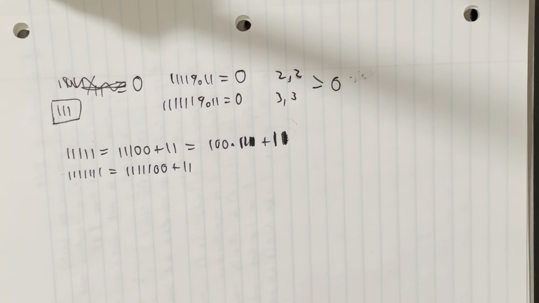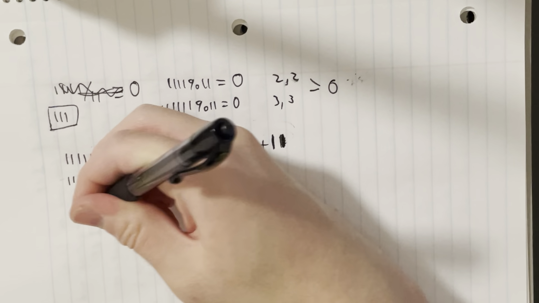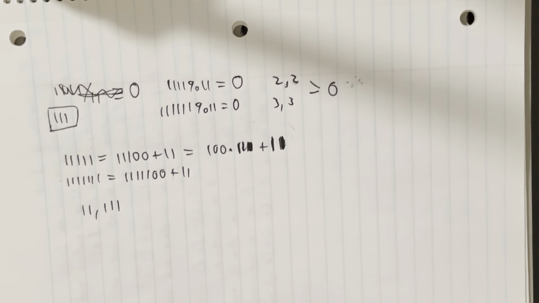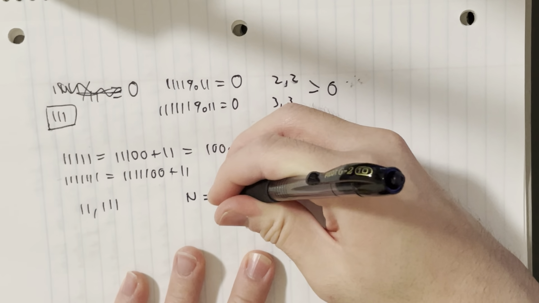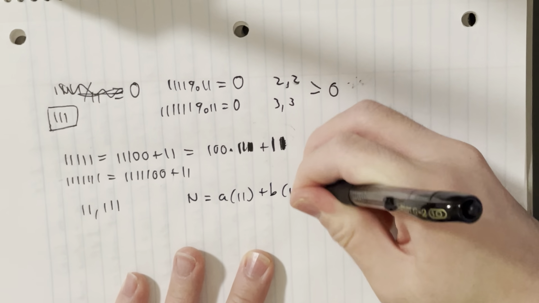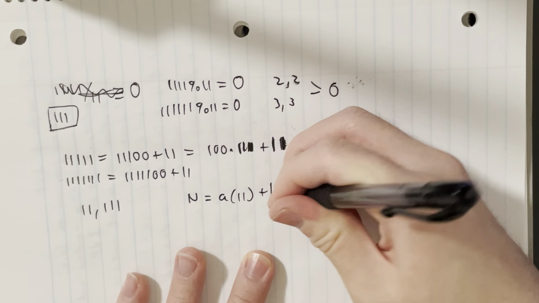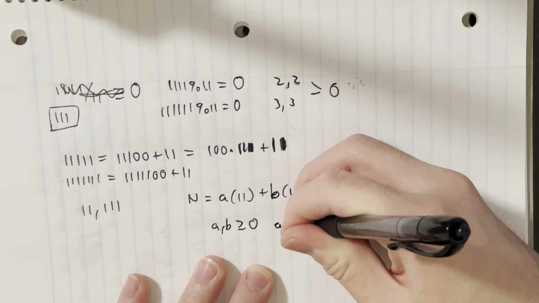So with this observation, you realize that if you can represent a number as a sum of these numbers made of ones, you can represent it as a sum of 11 and 111. So in other words, you just want to check to see if n can be represented as a times 11 plus b times 111, where a and b are greater than or equal to 0 and are integers.